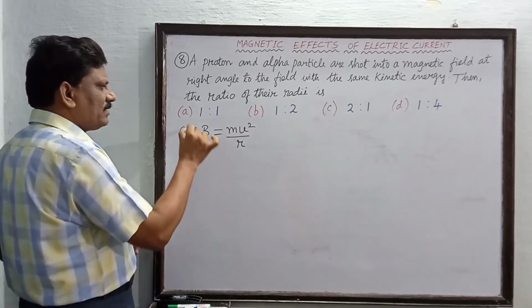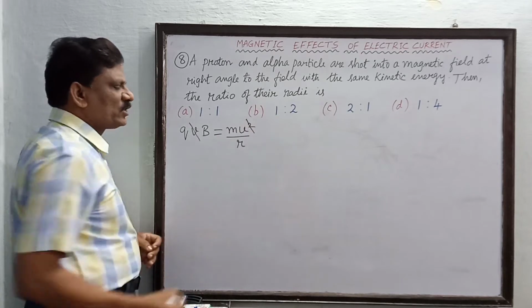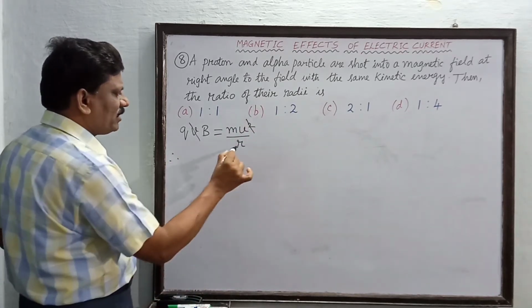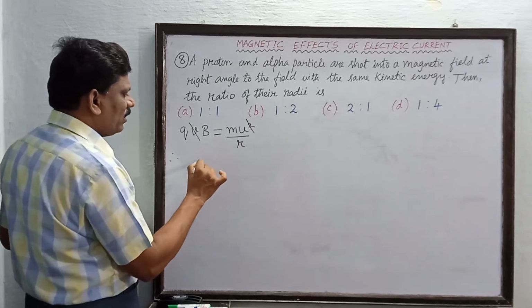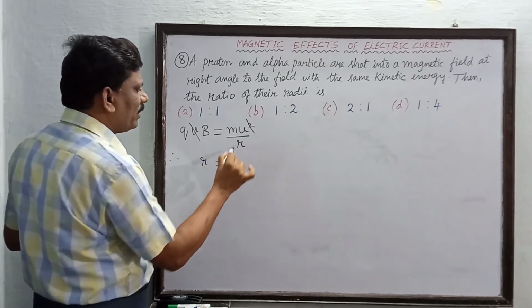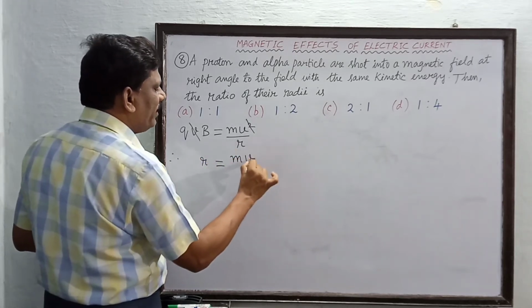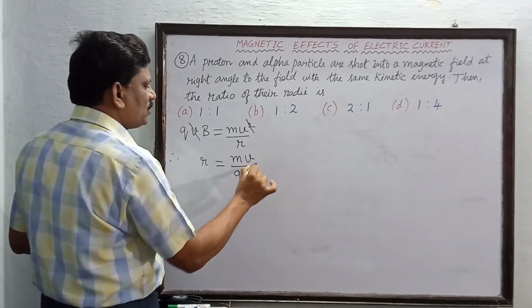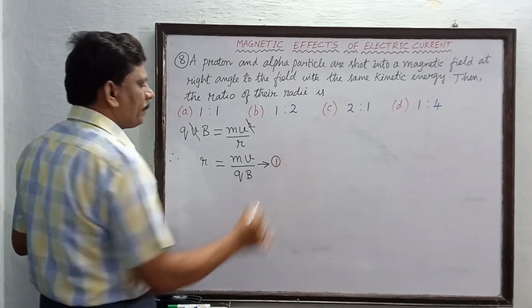So that this V term and this square term can be cancelled. So I will write an expression for the radius. Therefore, radius r is equal to m into V divided by q into B. So this is the first equation.